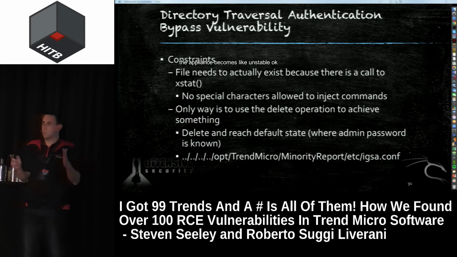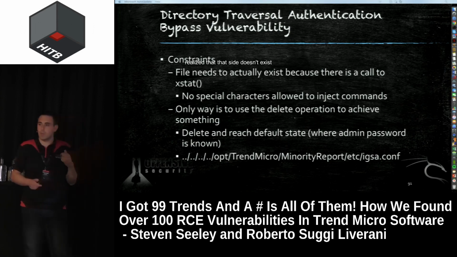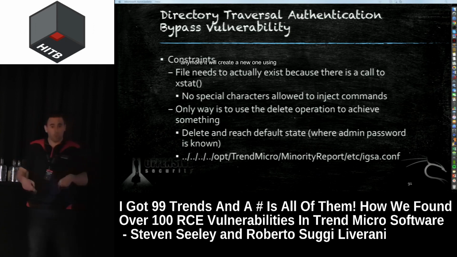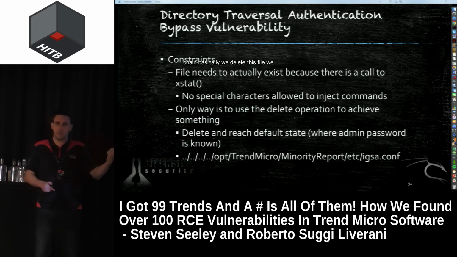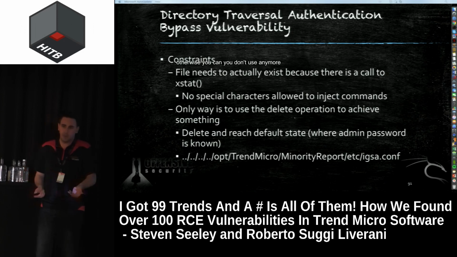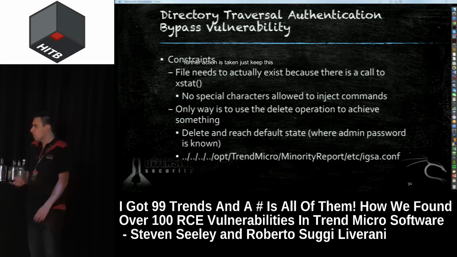Basically, the appliance becomes unstable, and whoever is using the appliance as administrator has to restart the machine. The moment it restarts, it realizes that the file doesn't exist anymore, and it will create a new one using default credentials. So in our exploit chain, we delete this file. We know what the admin default credentials are. We just wait for the reboot, which is forced, otherwise you can't use the appliance anymore. And then the moment it reboots, we log in with default credentials, and then a further action is taken.